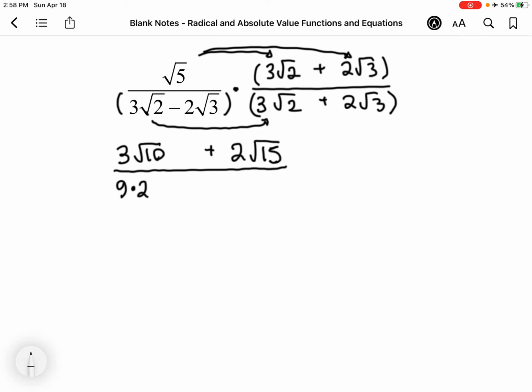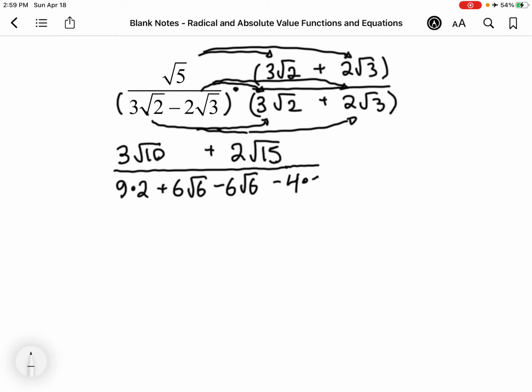Okay, and then next we go to here. So 3 times 2 is 6. Root 2 times root 3 is root 6. Okay, and then we're going to go to here. And we go negative 2 times 3 is minus 6. Root 3 times root 2 is 6. And then finally we go to here. Negative 2 times 2 is 4. And root 3 times root 3 is 9.